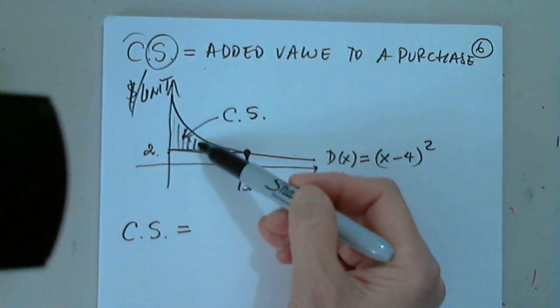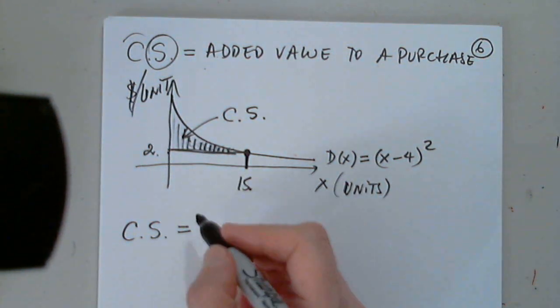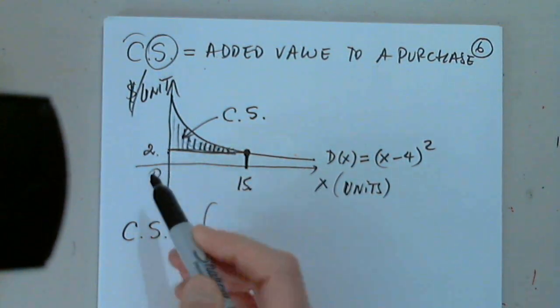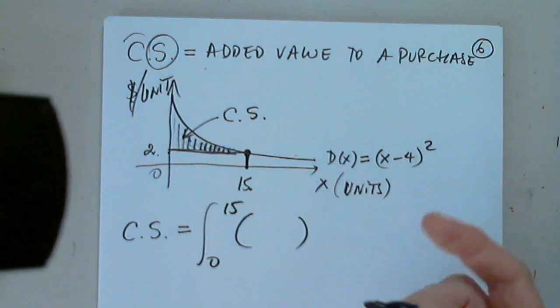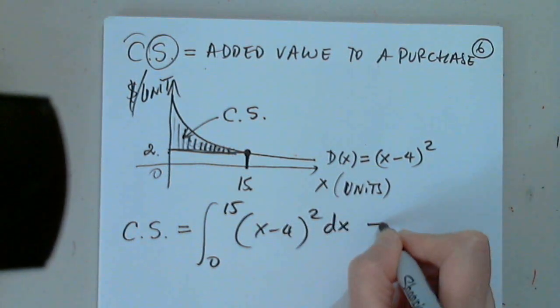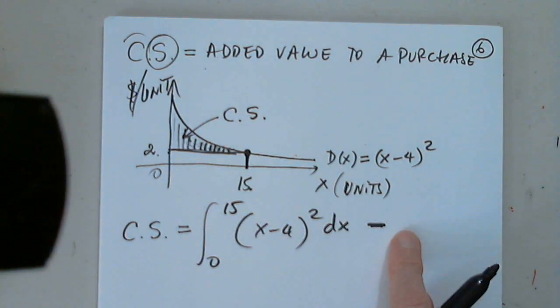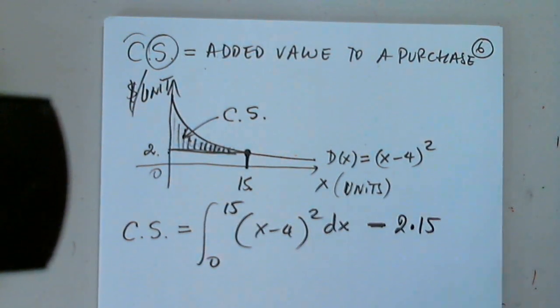Which is just this area. Is it going to be the integral from, no, from 0 to 15? And then d of x, so it's x. And then our area, yes. So it's 15 times 2. That's it. That's how we determine the consumer surplus.